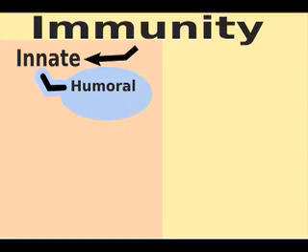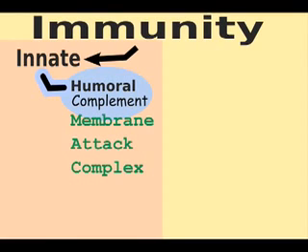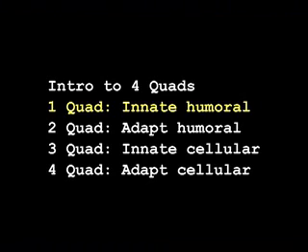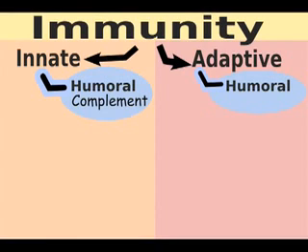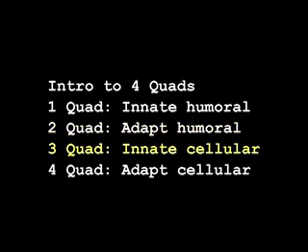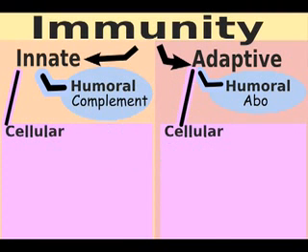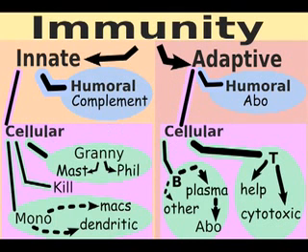The innate humoral component involves complement. Complement non-specifically fights infections. Complement disrupts foreign cells by complexing to attack foreign cells' membranes. The adaptive humoral component involves antibodies, which you've probably heard of before. The cellular aspect involves cells, which have a lot of scary names.